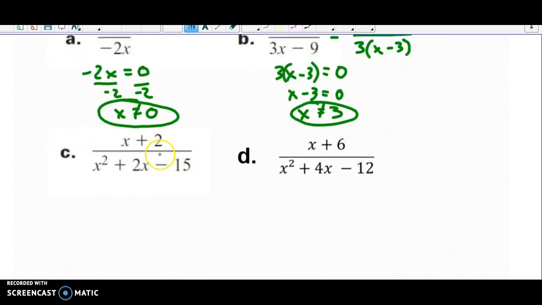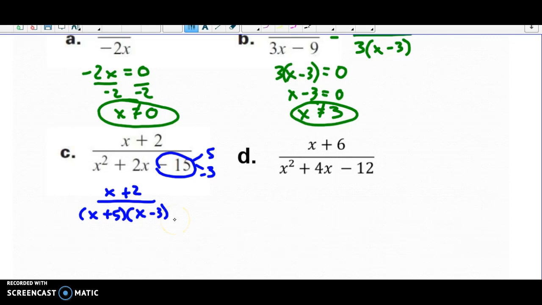On part C, I again need to factor first. I can't factor my numerator. It's going to stay x plus 2, but I certainly can factor this polynomial. So I'm looking at factors of negative 15 that will add to positive 3. So immediately I'm thinking 5 and 3. And I probably want my 3 to be negative and my 5 to be positive, because 5 minus 3 would give me this positive 2 middle term. So I'm going to factor this to x plus 5 times x minus 3.